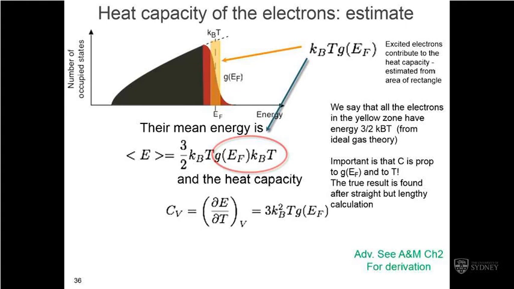When you differentiate, the 2 will come down. We'll get rid of that 2, and so you'll end up with 3 kB squared T times the density of states at the Fermi level. Hooray! Okay, so that's a nice estimate of the heat capacity. It is only an estimate because we're just approximating that as a rectangle box. It's pretty close, but it's not exact.